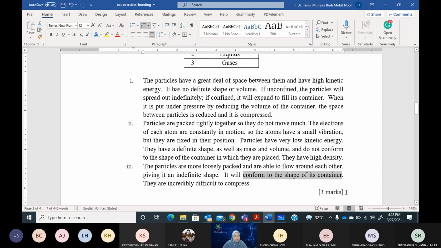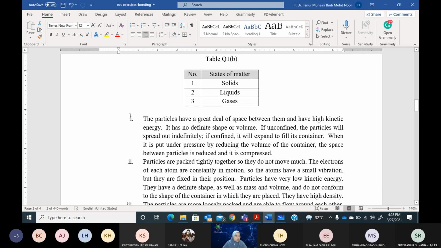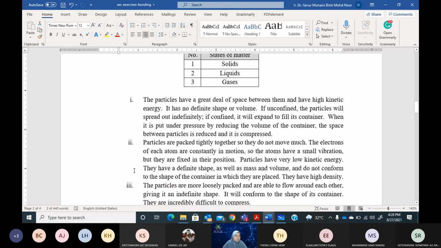So there are only 3 marks allocated here, but you need some thinking before you directly answer. So when you answer, follow the indication here. This one also, some students don't know the indication. The indication here is Roman number 1, Roman number 2.